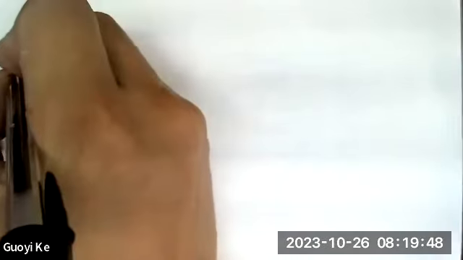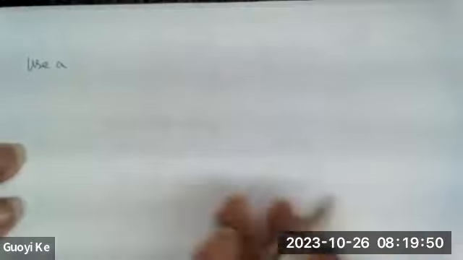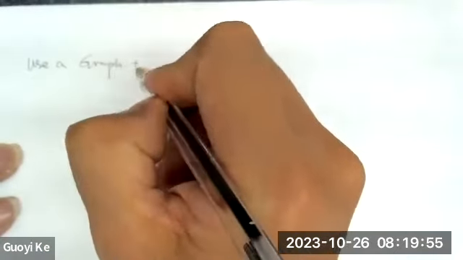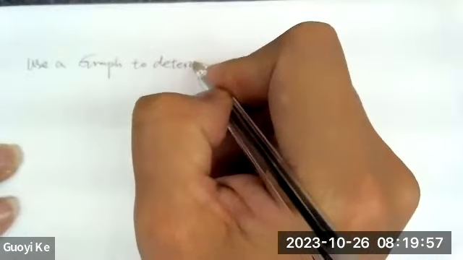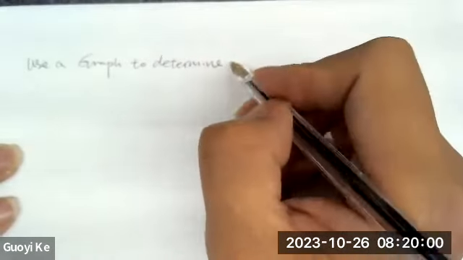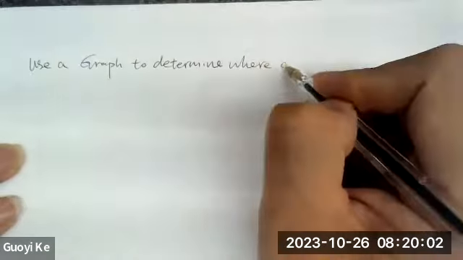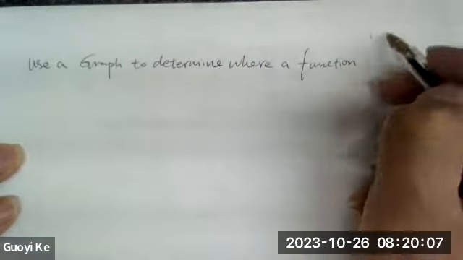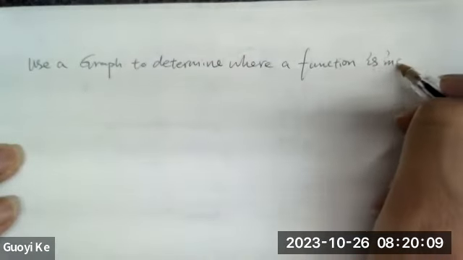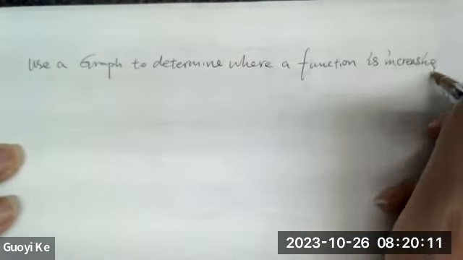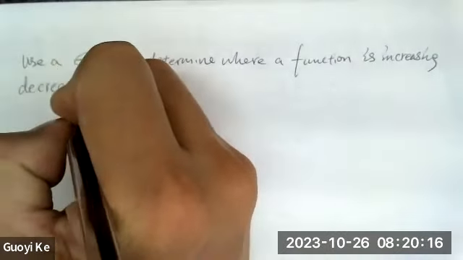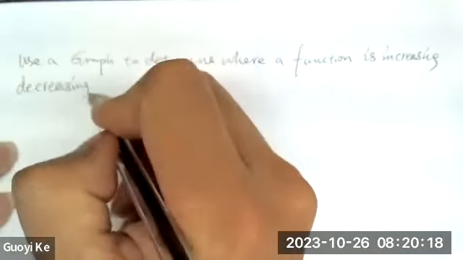Use a graph to determine where a function is increasing, decreasing, or constant.